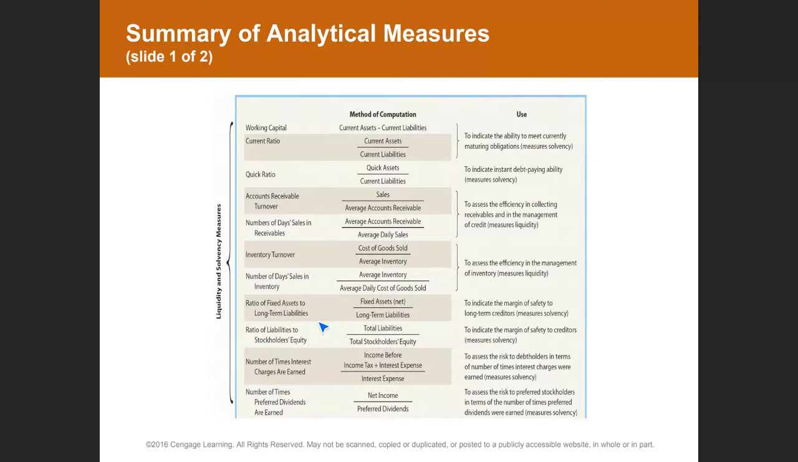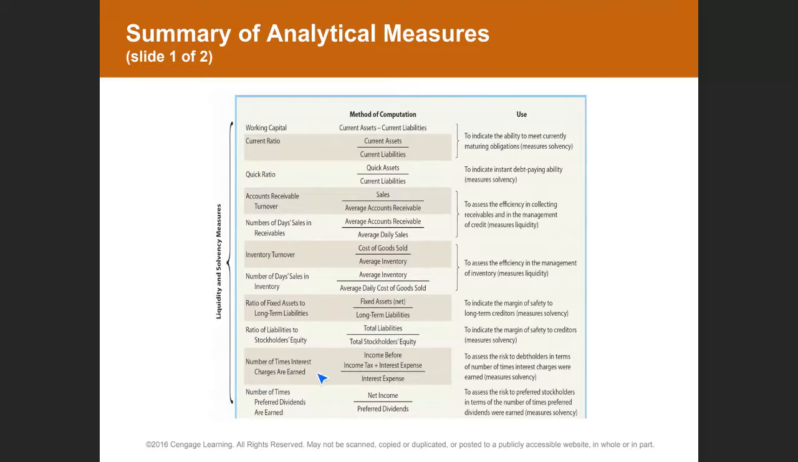Ratio of fixed assets to long-term liabilities is your fixed assets net divided by your long-term liabilities. This is used to indicate the margin of safety to long-term creditors. It measures your solvency. Ratio of liabilities to stockholders' equity is total liabilities divided by stockholders' equity, and it is a solvency measure used to indicate the margin of safety to creditors.